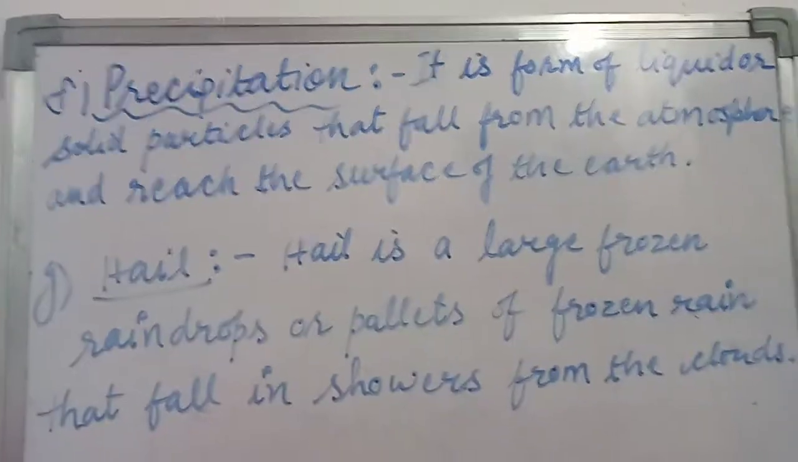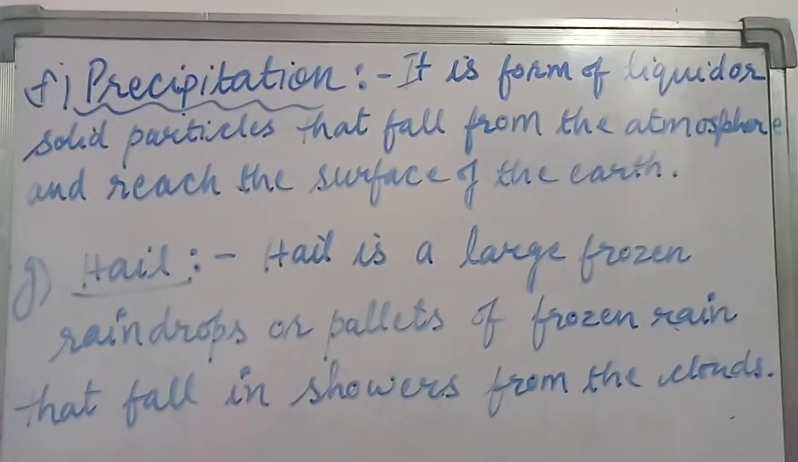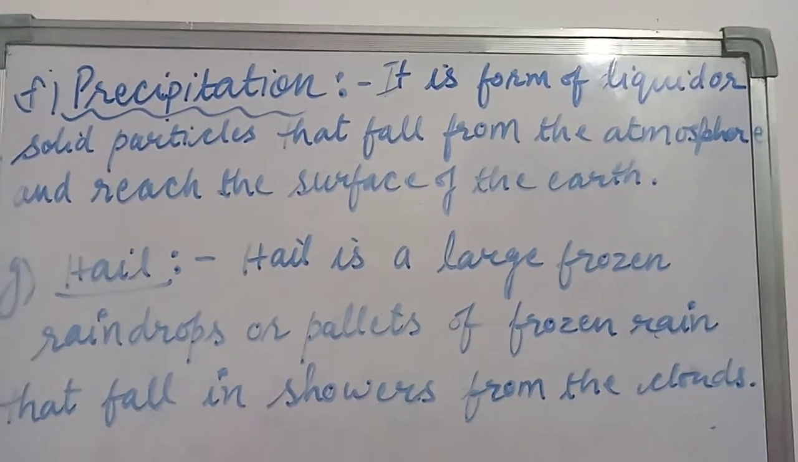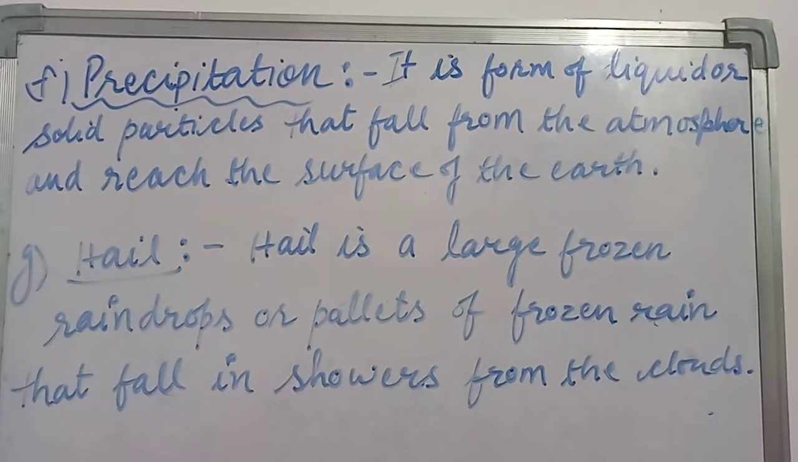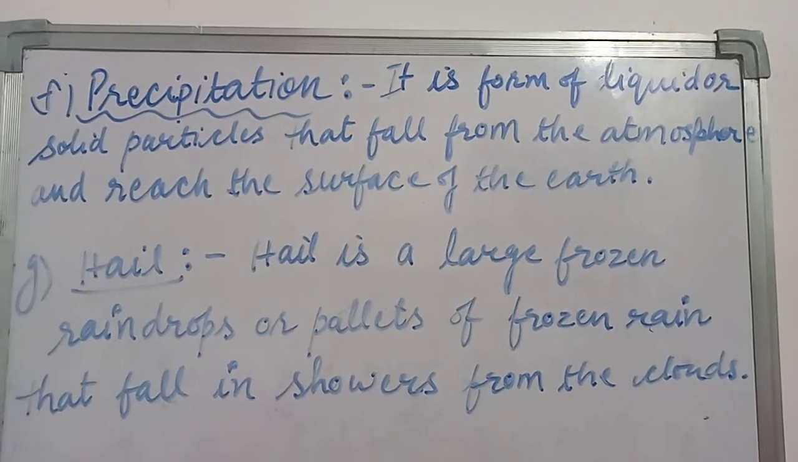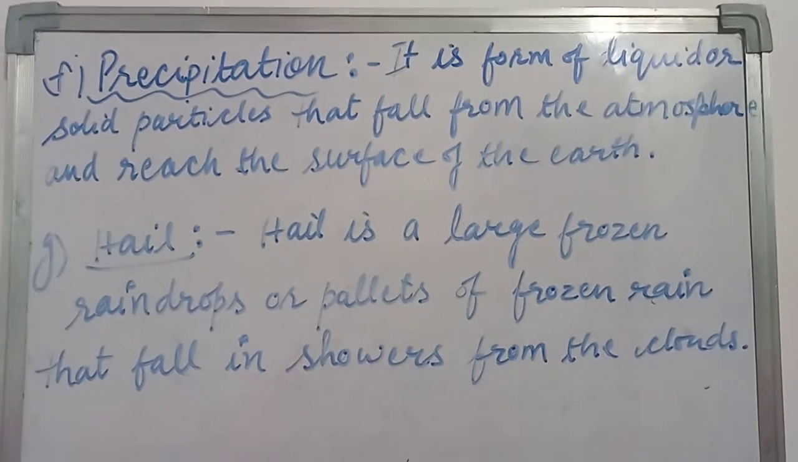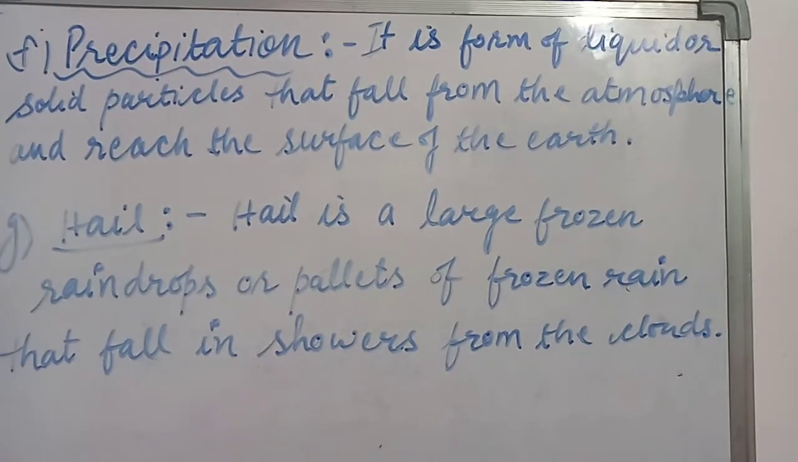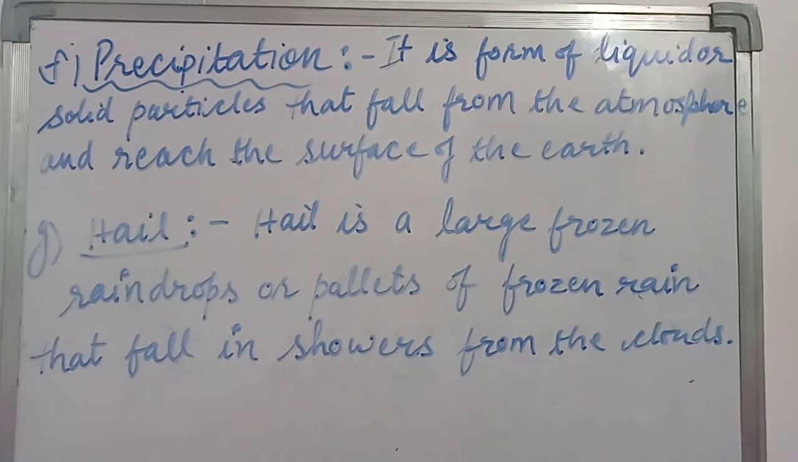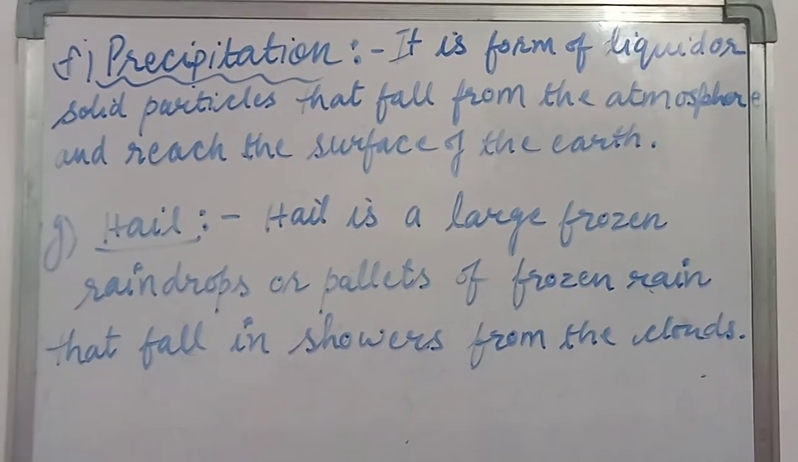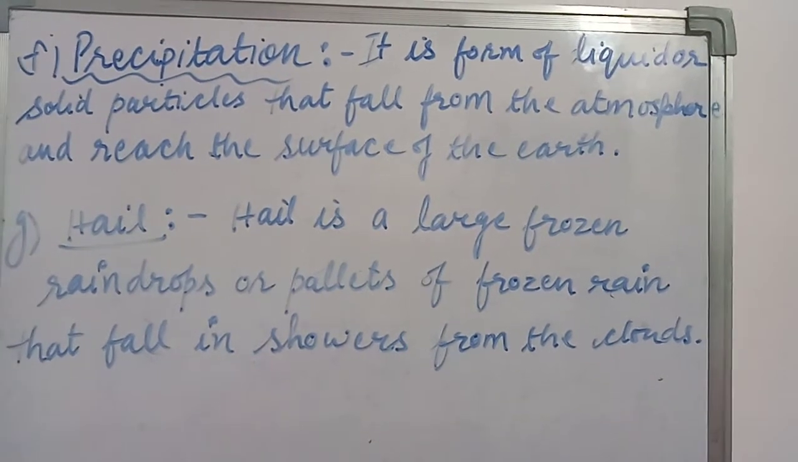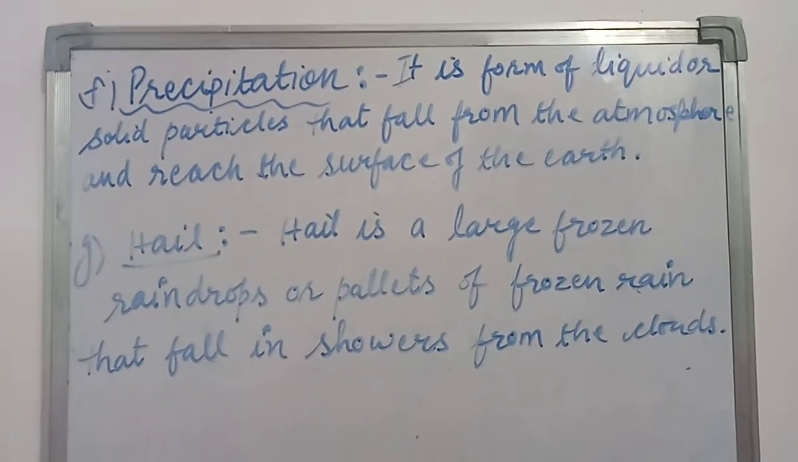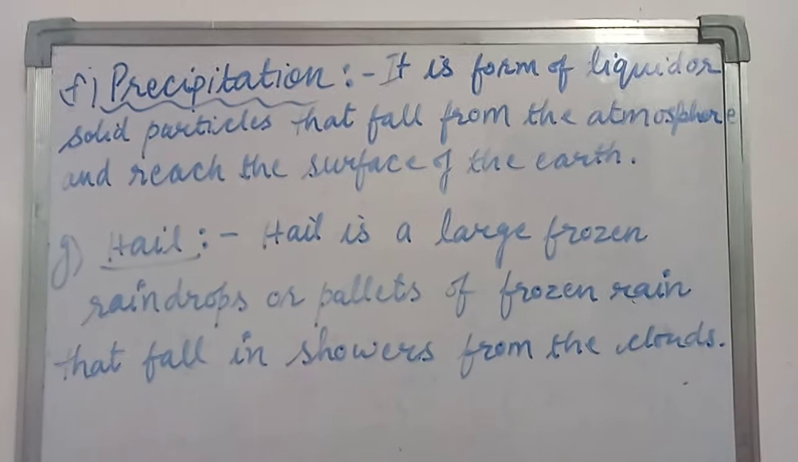The next one is precipitation. Precipitation is a form of liquid or solid particles that fall from the atmosphere and reach the surface of the earth. Next one, hail. Hail is large frozen raindrops or pellets of frozen rain that fall in showers from the clouds. Okay. So note down.